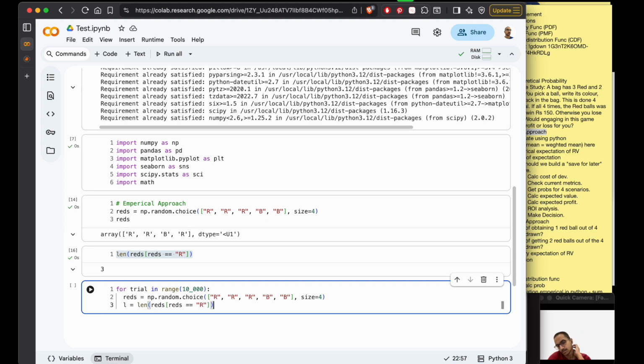Let's call it length. And now what we can do is we will store this. Actually, one second.